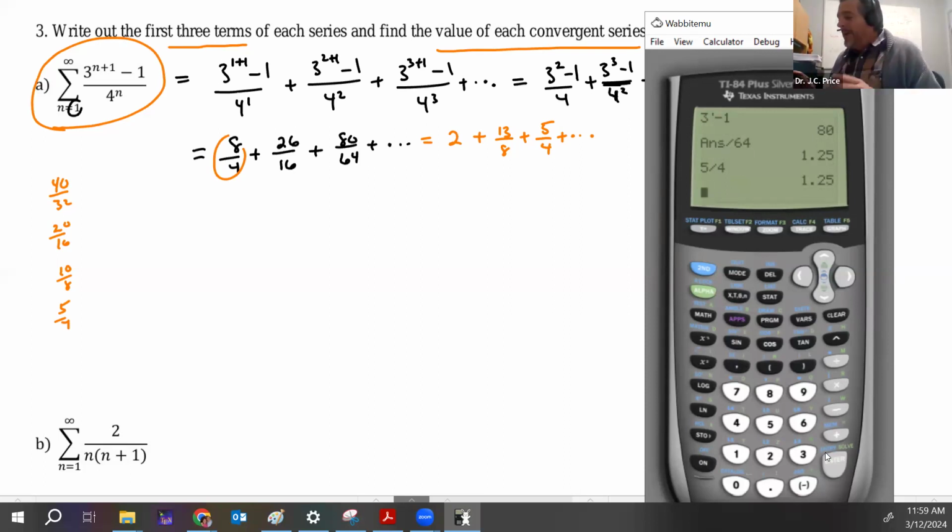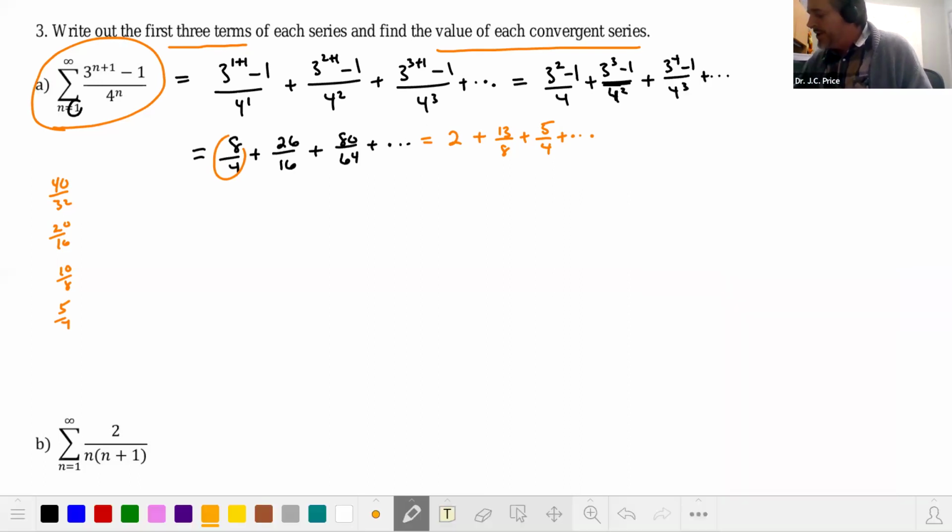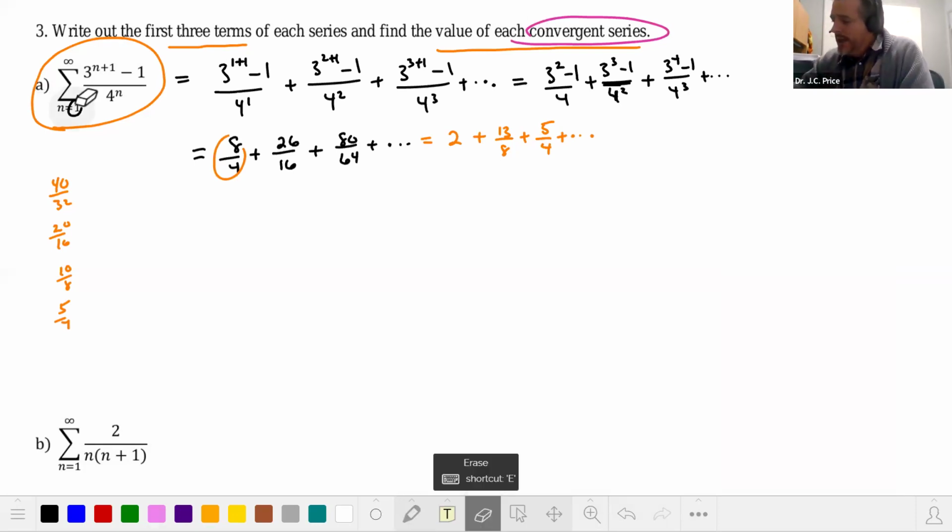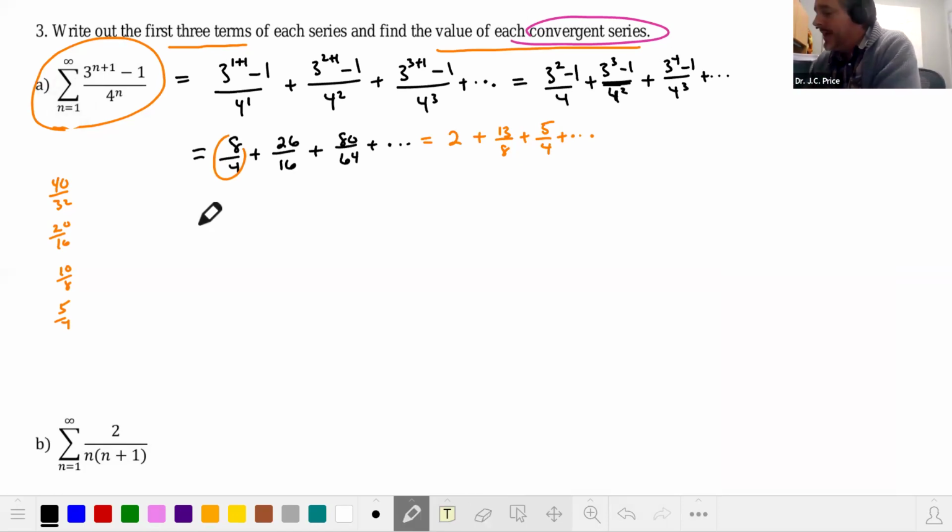But now we want to figure out what it converges to. All right, so how do we figure out what it converges to? So this one we've actually seen before. This is a difference of 2 geometric series. So let's write this down equal to, this is the sum n equals 1 to infinity. And let's just split it apart.